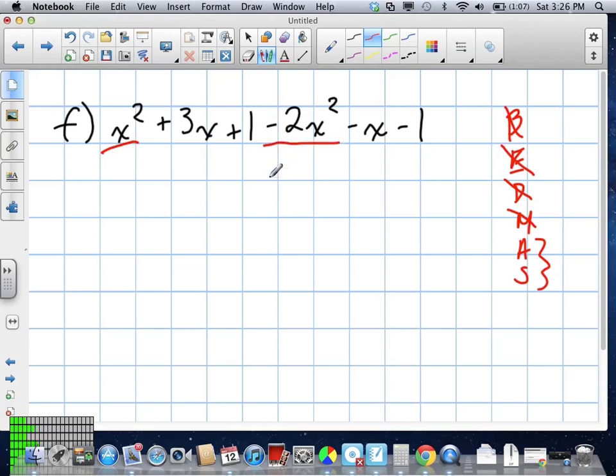The one on the left-hand side doesn't have a coefficient. If there's nothing there, what do we assume? 1. That's right. So we assume it's the number 1 there. What's another set of like terms?